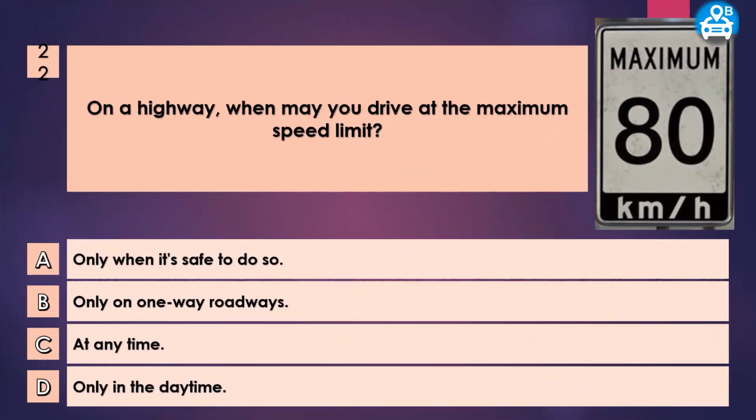On a highway, when may you drive at the maximum speed limit? A. Only when it's safe to do so. B. Only on one-way roadways. C. At any time. D. Only in the daytime.